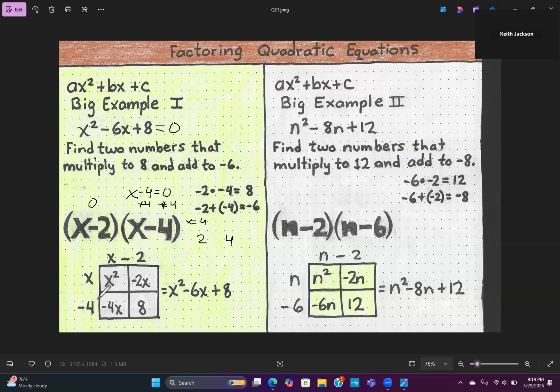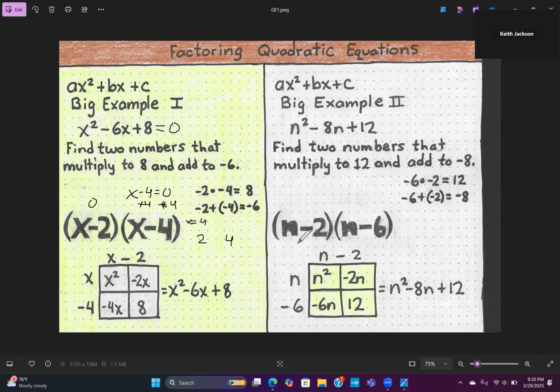We have x times x, which will give us x squared. x times a negative 2 will give us a negative 2x, while a negative 4 times x will give us a negative 4x, and a negative 4 times a negative 2 will give us a positive 8. When we add a negative 4x to a negative 2x, we get a negative 6x right here. We already have our x squared here and our 8 right here, so this does work. So we have the quantity of x minus 2 times the quantity of x minus 4.